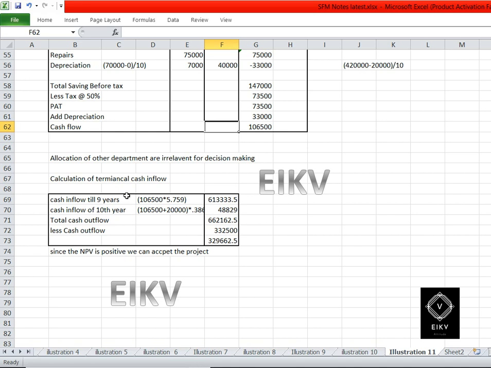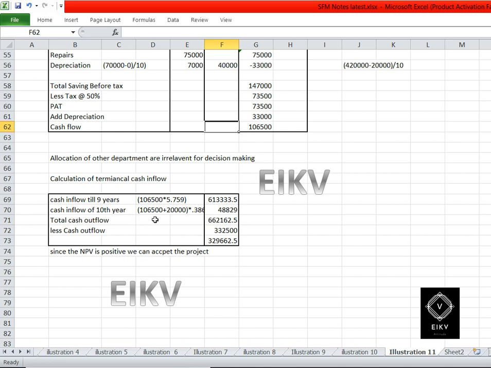So the PV factor for 9 years is 5.759. When we multiply 1,06,500 by 5.759, we will get 6,13,333. And the cash inflow of the 10th year will be the continuous cash inflow of 1,06,500 plus the scrap value of the new machinery, which is 20,000. When we sum these figures and multiply by 0.386, which is the PV factor of the 10th year, we will get 48,829.